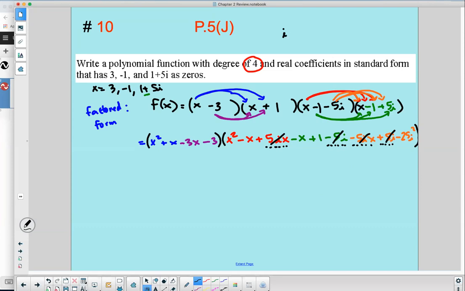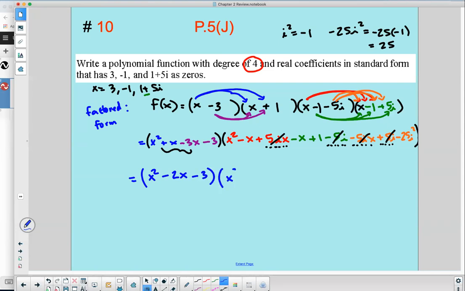I squared, as a reminder, is equal to negative 1. So a negative 25i squared is equal to a negative 25 times a negative 1, which is equal to a positive 25. So when I combine my like terms, here's what's going to happen. On this front parenthesis, this is going to become x squared. I have a plus x minus 3x. That's going to be a minus 2x minus 3. And over here, I'm going to have an x squared.